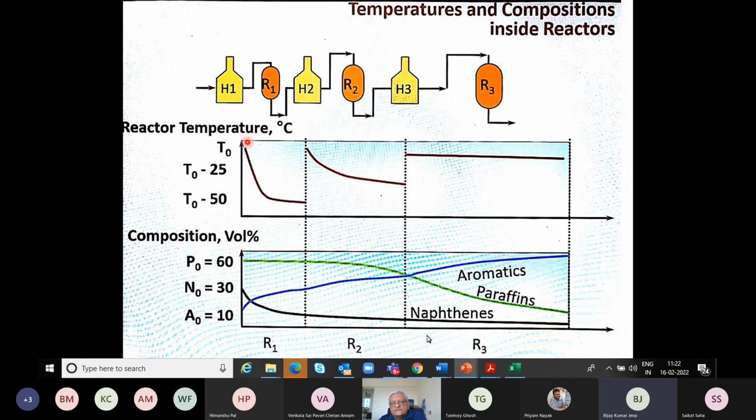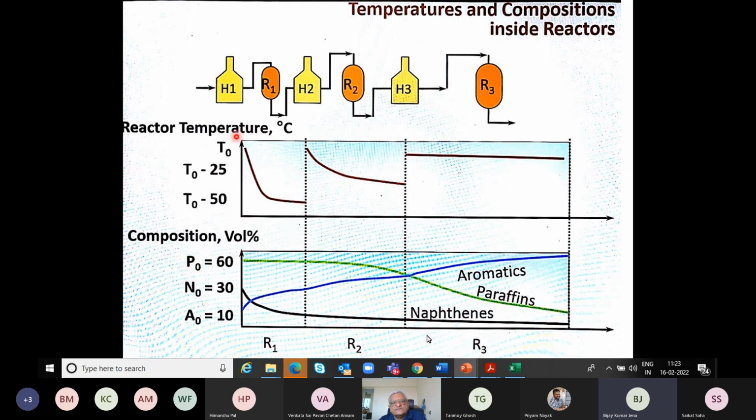So you can see that when we enter at T0, that is the inlet temperature to the first reactor, there is a drop in the temperature, almost like 50 to 60 degrees Celsius. And most of the reaction that happens here is the dehydrogenation of naphthenes. So the first reactor, because that is a fast reaction, and it is promoted very strongly by the metal site of the catalyst, and it's highly endothermic.